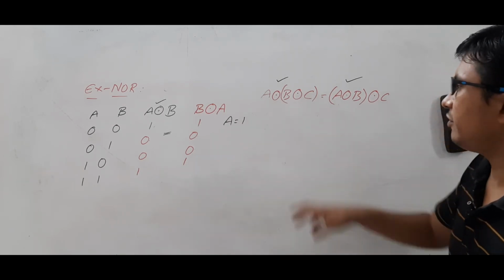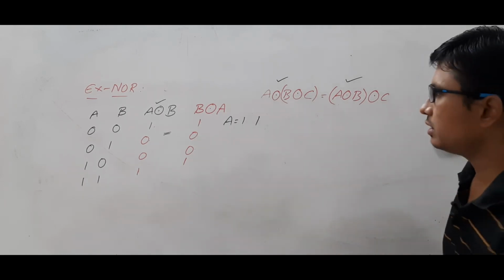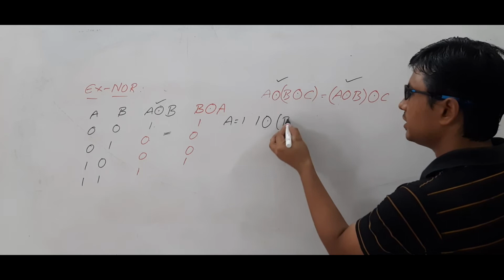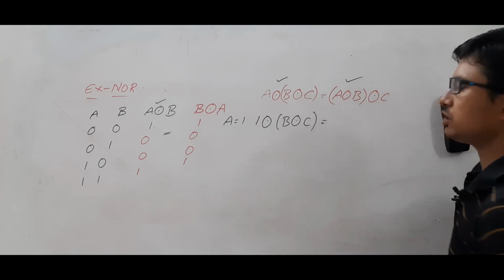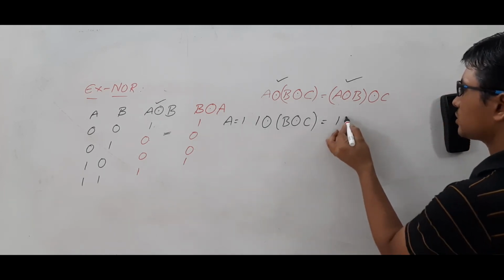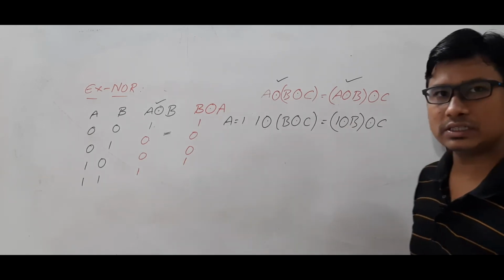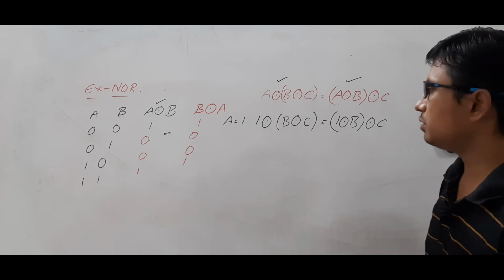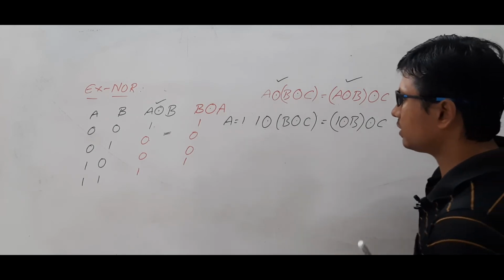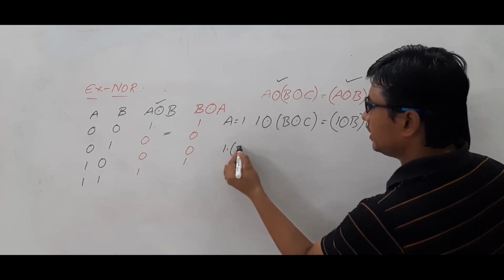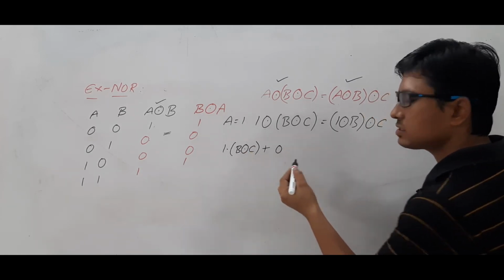Now we will see. If I substitute A value as 1 in the LHS, what will happen? 1 exclusive NOR B exclusive NOR C. Is it clear? Are you able to understand? It is equal to 1 exclusive NOR B exclusive NOR C. Are you able to understand it or not? Now, what can I do? I can simplify this equation as 1 and B exclusive OR C, or 0, because A is complemented.